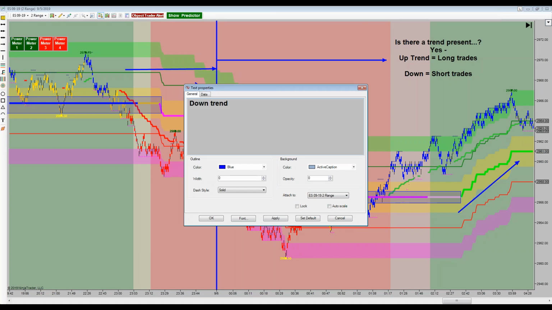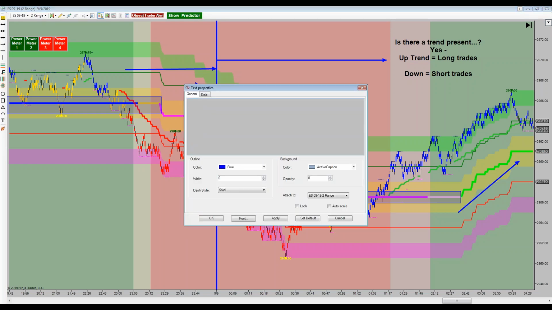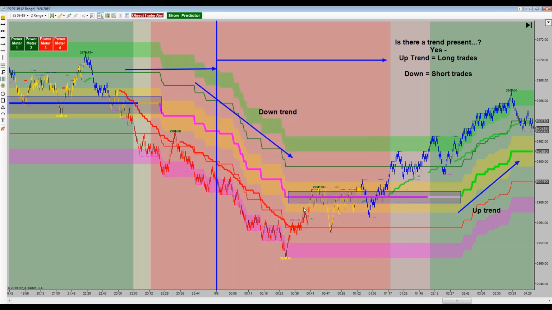Here's an example on the left of the downtrend. Here's an example on the right of the beginning part of an uptrend. Now, that's the first component of trade decision making. We determine if there is a trend, and if there is, what is it? Because that drives our decision making as far as what types of trades we take.